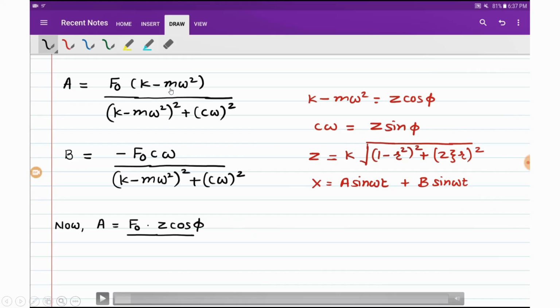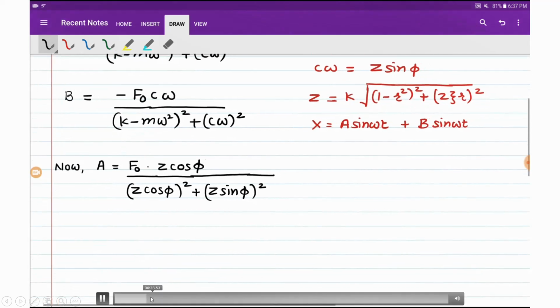Now, in place of k minus m omega square, we can substitute z cos phi. Similarly, in the denominator also, in place of k minus m omega square, we can substitute z cos phi, and the square of the bracket is there, plus c omega is z sin phi and bracket square. So we'll now simplify this particular expression mathematically.